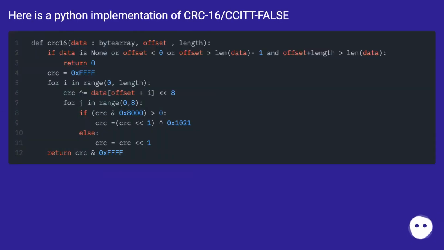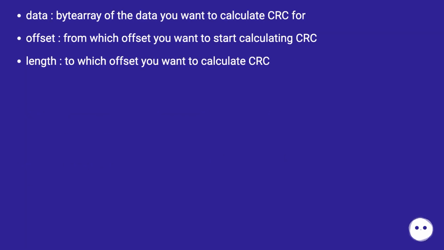Here is a Python implementation of CRC16, CSIT false. Data, byte array of the data you want to calculate CRC for. Offset, from which offset you want to start calculating CRC. Length, to which offset you want to calculate CRC.